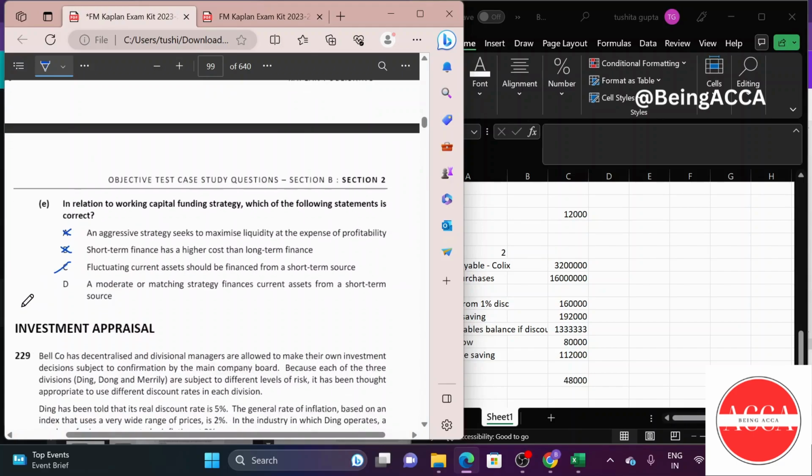Moving on to the D statement, a moderate or matching strategy finances current assets from a short term source. Now this statement is wrong, because if we are using the moderate or matching strategy, this will use the matching principle. So some current assets may be permanently there, maybe like your buffer inventory, so they will be financed with the long term funding instead of the short term funding, because they are permanently over there. So D is also wrong.